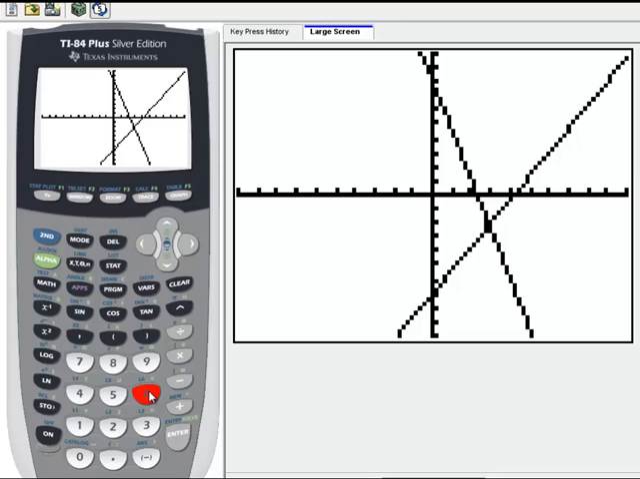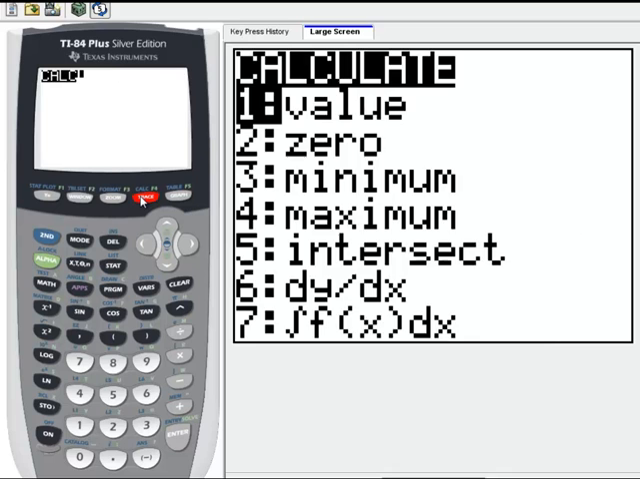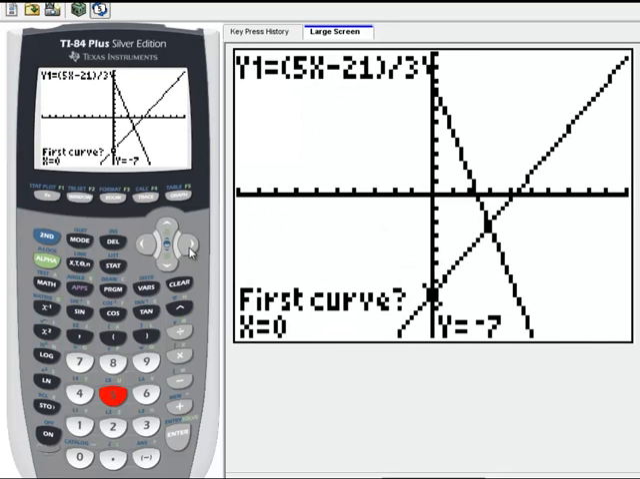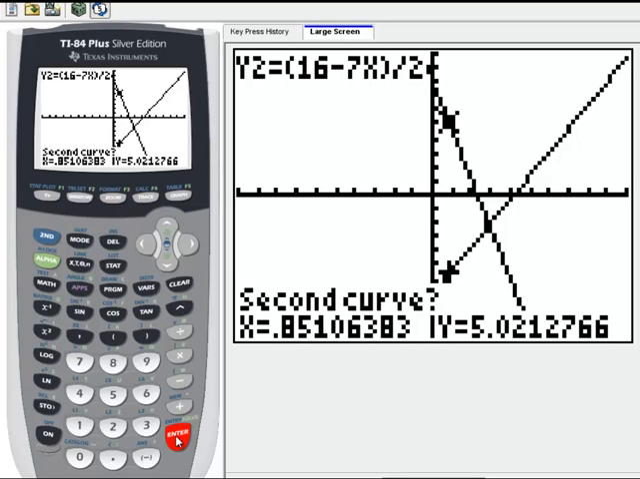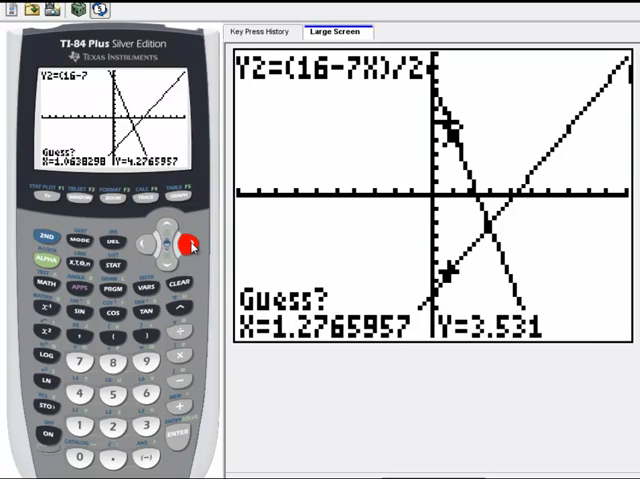Now we can go ahead and have it calculated. That will be second, calculate, intersect. Alright, let's move the cursor over a little bit. That looks like a good first curve for our system. Enter. Where the calculator cursor is blinking now, it looks like a good second curve for our system. Enter. Let's take a guess graphically. So let's move the cursor, calculator cursor, a little over to the right. About there looks pretty good. Say enter.